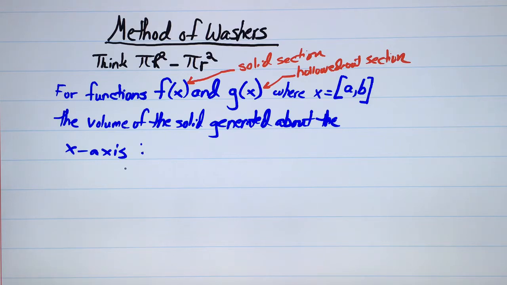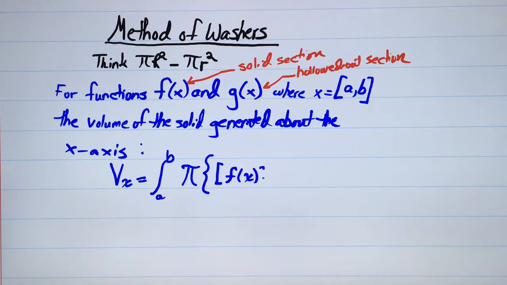Now, in the case of the volume of the solid generated about the x-axis, we can say that V of x is equal to the integral as x goes from a to b, and we have pi times the quantity, where we have the quantity of f of x squared minus the quantity of g of x squared dx.